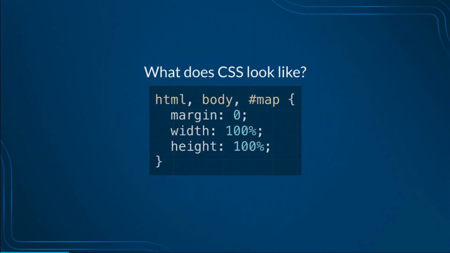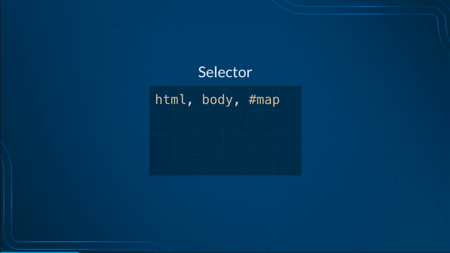And this is essentially what CSS looks like. If you've ever looked at any of the JavaScript API samples, you'll see this snippet on almost every single one. This is the code that will make the map go full page. It's very simple. So we start every CSS rule with a selector, and this selector finds those elements in your HTML page.